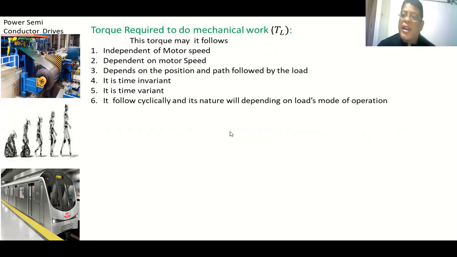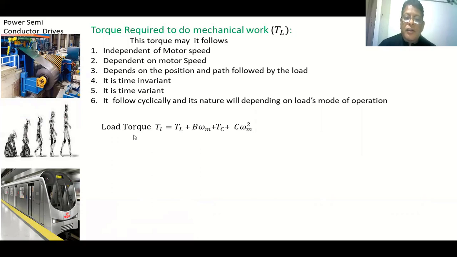Suppose you take a traction load, an electric train. When the electric train is going up into the heights, the torque opposing the motor will be different. When the electric train is moving downwards, the torque applied on the motor will be different. Next, time invariant: sometimes this torque may not depend upon time. In some situations of the load, the torque is time variant. It follows cyclically, and its nature depends on the load's mode of operation also.